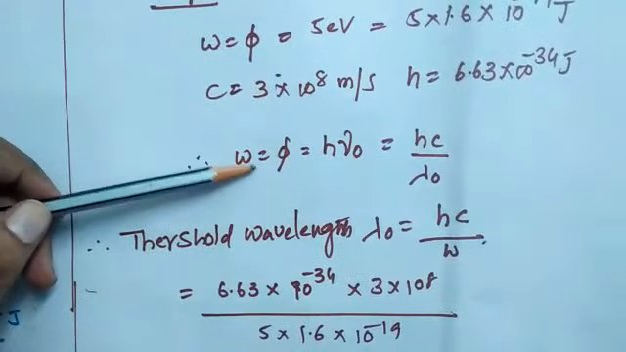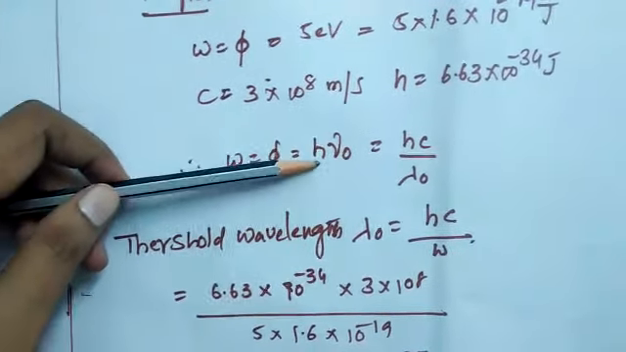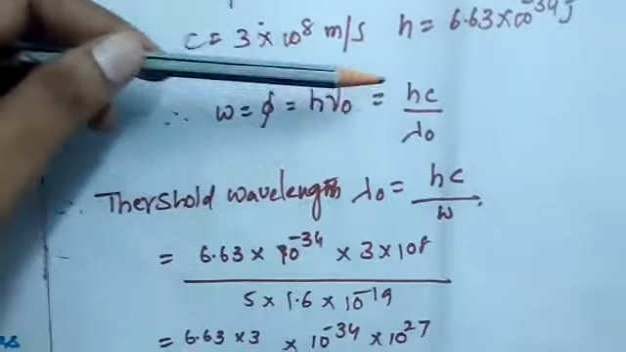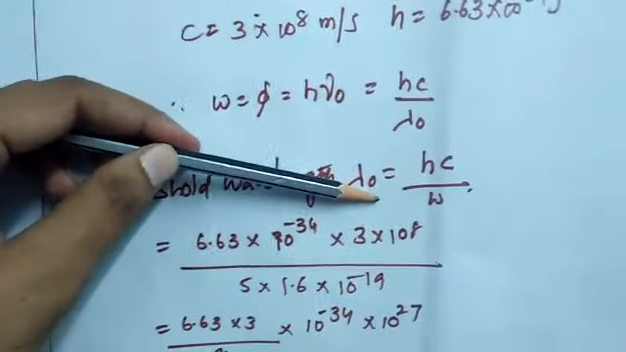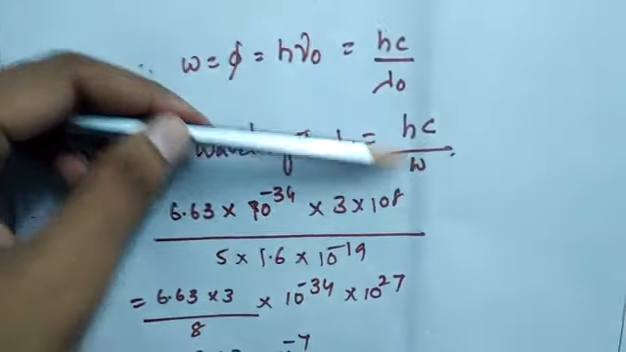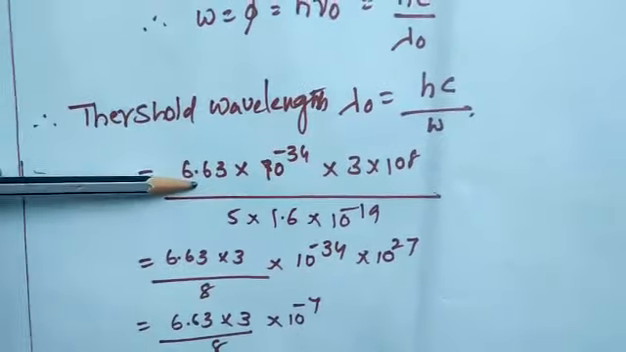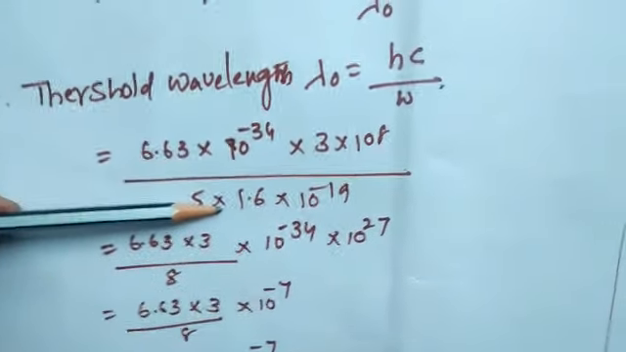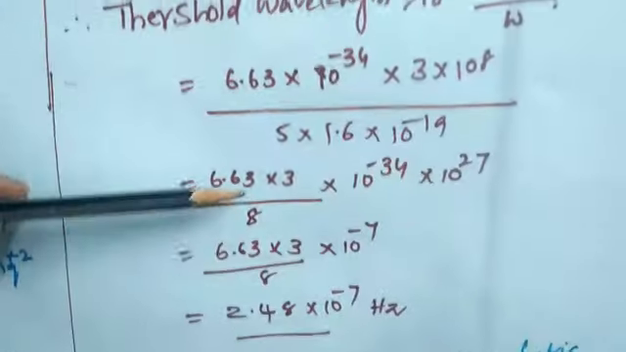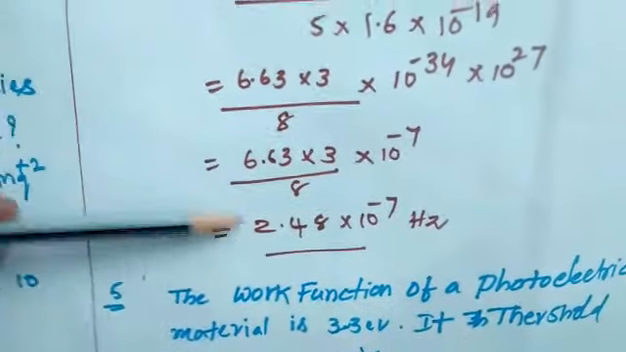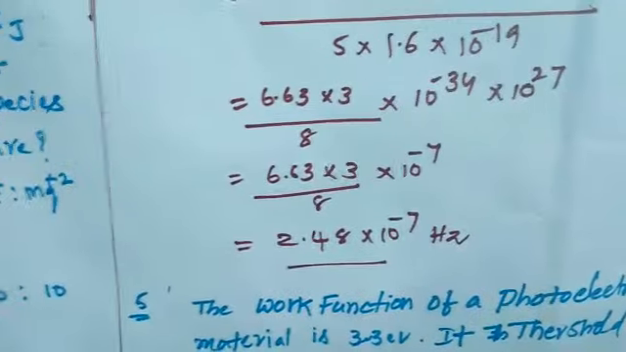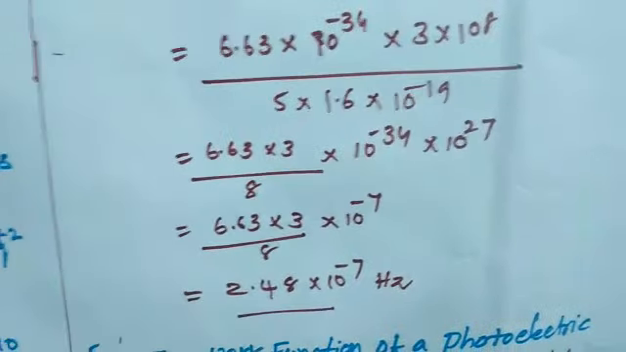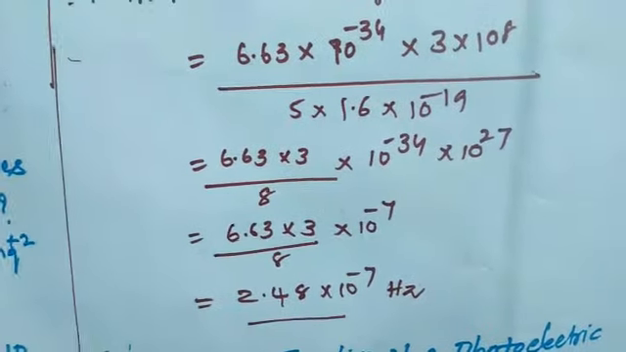Therefore, work function is equal to phi, or h nu naught, is equal to hc by lambda. Now you can calculate the threshold wavelength, lambda naught, equal to hc by W, or hc by phi. Then you can substitute the h value, the c value, and the W value, or work function. Then you can calculate this, and finally you get 2.48 into 10 power minus 7. This is the way to calculate the threshold wavelength.